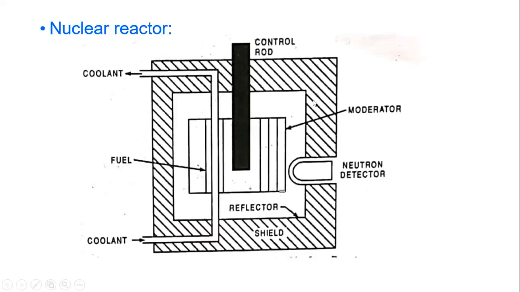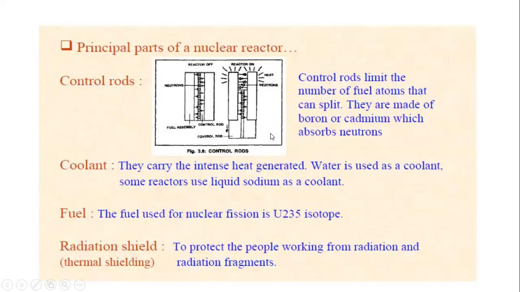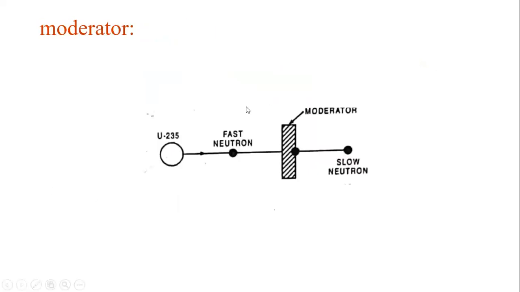This is the moderator. By using this moderator we convert the fast neutron into a slow neutron. This is the diagram for that. Uranium-235 gives the fast neutron. That fast neutron is given to this moderator, then it will be converted into the slow neutron.